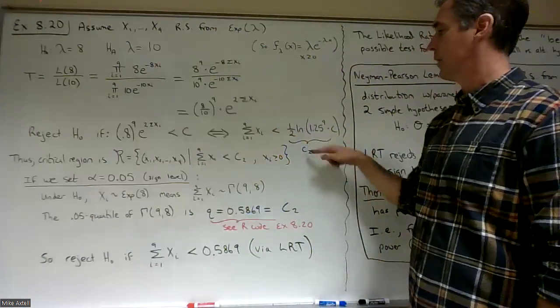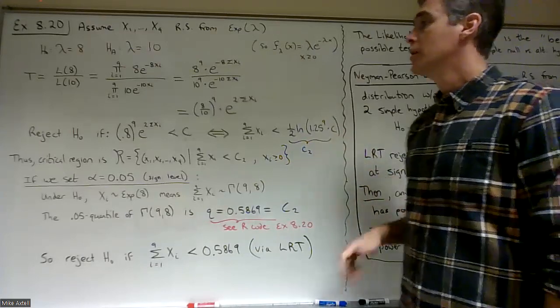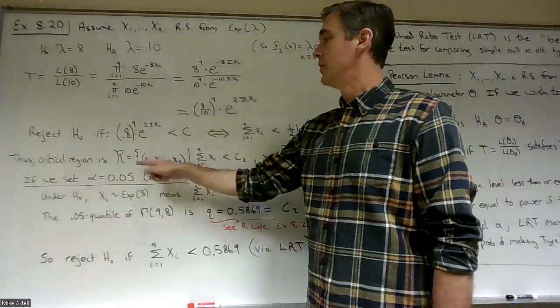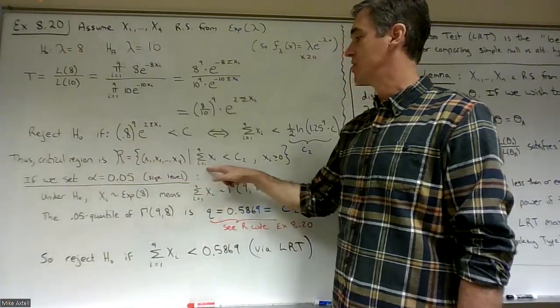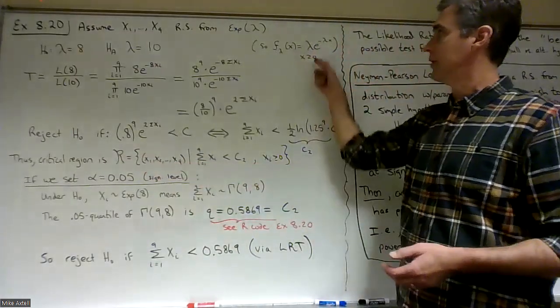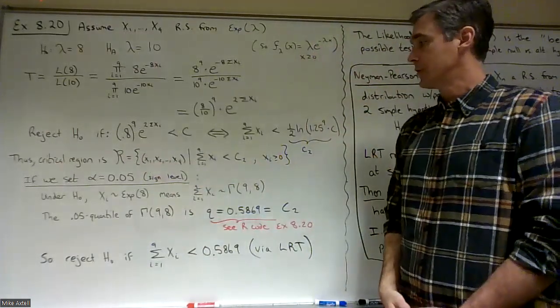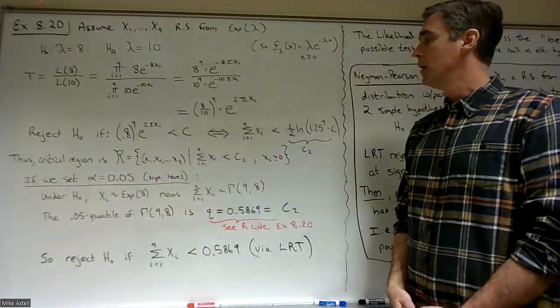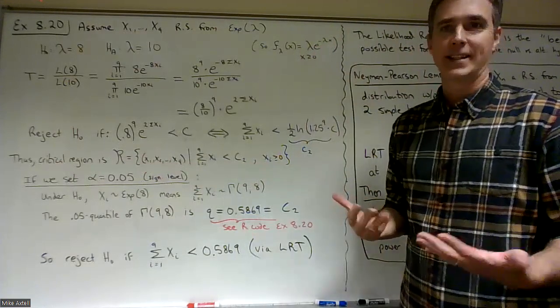So we're going to reject the null hypothesis when the sum of the xi's, the data, sums up to something less than what I'm going to call C2, okay? So the critical region is the set of all data points whose sum is less than C2. By the way, each of the data points is greater than or equal to 0 because it's an exponential distribution. Okay, so how do we go about figuring out that C2?